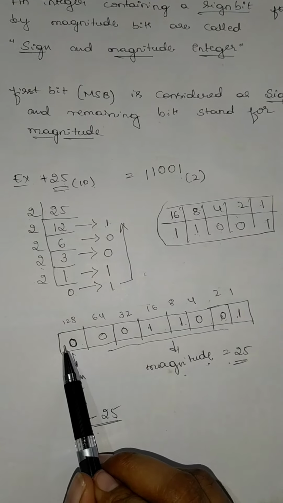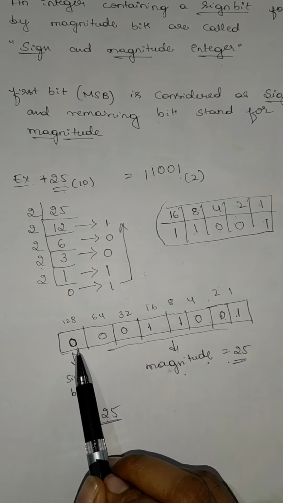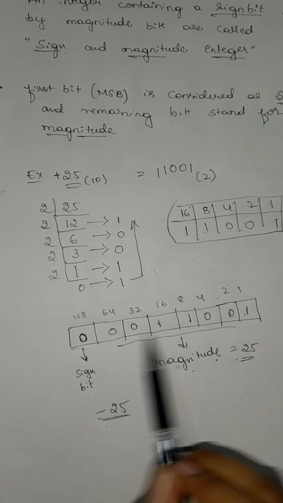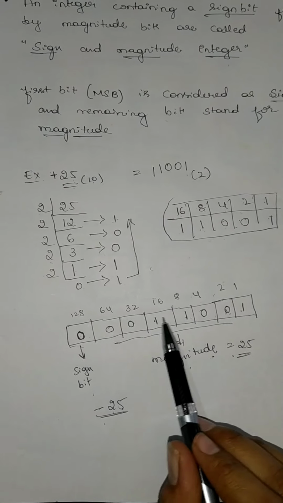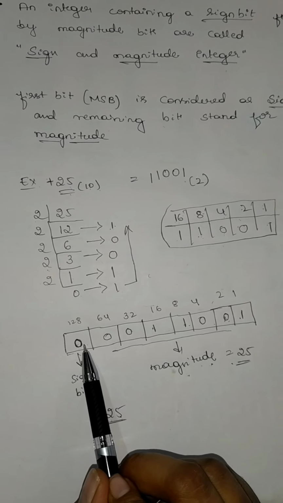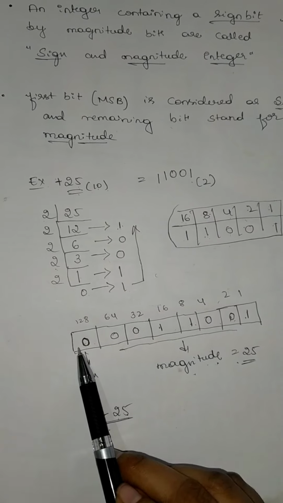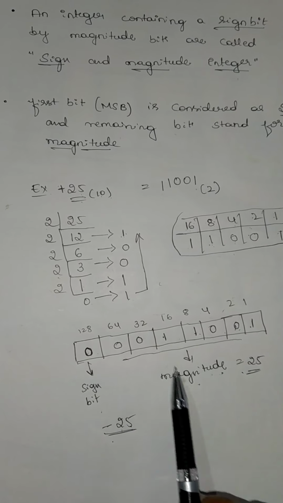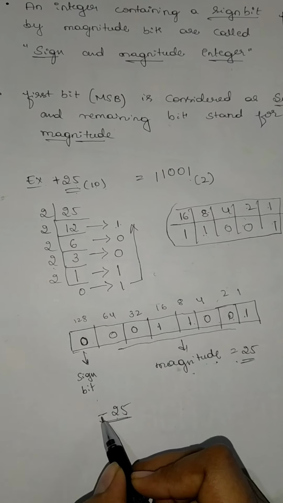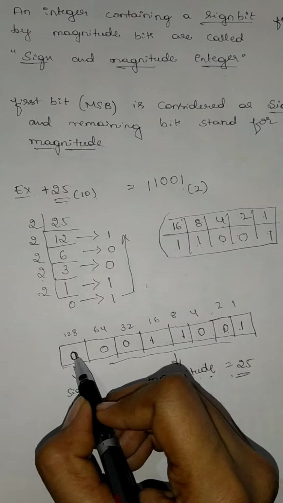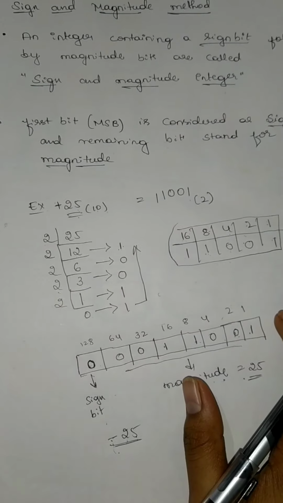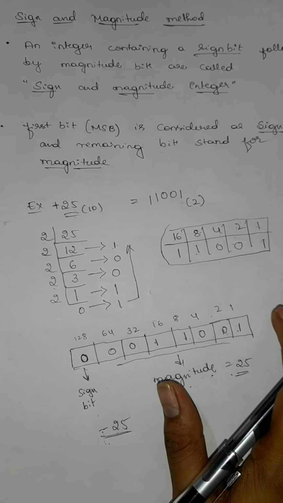If it is a positive number, then that must be filled with 0. If it is a negative number, then that must be represented with the help of 1. Okay, so the remaining 7 bits are used for the magnitude bits. Only 1 bit is used for the sign bit, right? So only 1 bit must be used as the sign bit, and the remaining 7 bits must be used for magnitude representation. Okay, so now if there is a minus, what should we do? The sign bit becomes 1 and the remaining part will be the same. Okay, so this is regarding the sign and magnitude method.